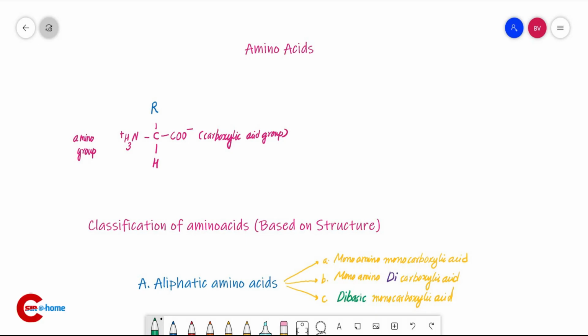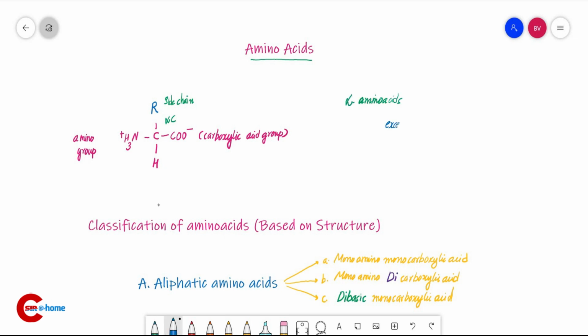Amino acids, basics. In this video, we will study the basics and structure of amino acids. This is the basic structure of amino acids. It consists of a central carbon atom, known as the alpha carbon atom. This alpha carbon is linked to an amino group, a carboxylic acid group, a hydrogen, and an R group. That is four groups connected to the carbon. The R group is the side chain.